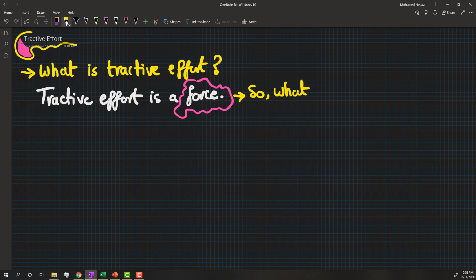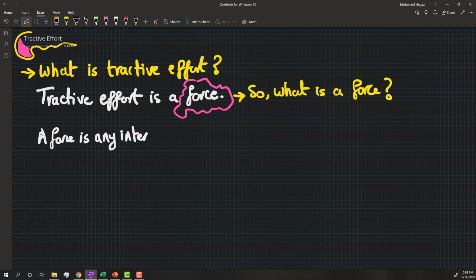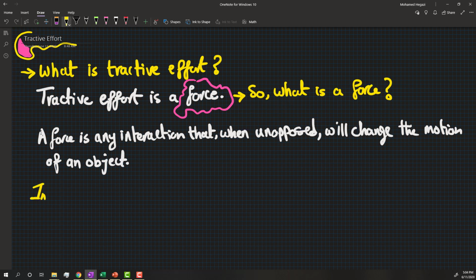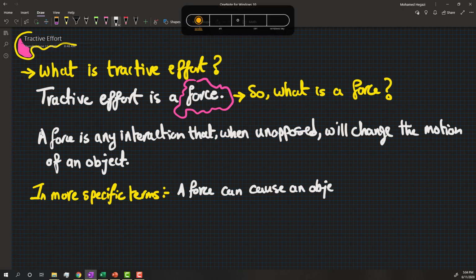From high school physics or any class on classical mechanics, you should know that a force is any interaction that, when unopposed, will change the motion of an object. That is the definition of a force. Or if we want to put it into more mathematical or scientific terms, we can say that a force can cause an object with a certain mass to change its velocity.